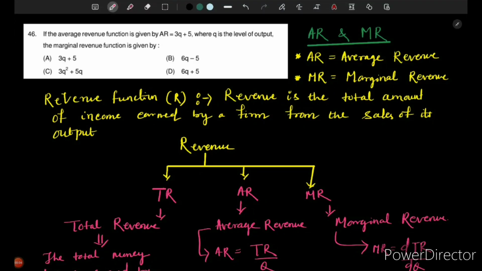Hi students, today's topic is revenue. Basically average revenue and marginal revenue.